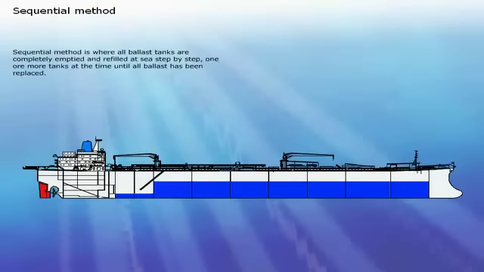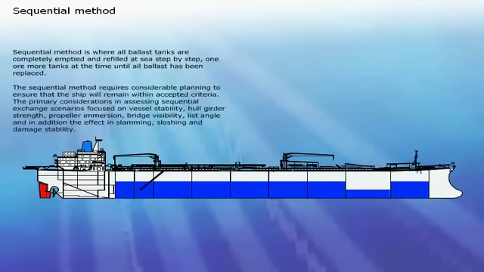The sequential method is where all ballast tanks are completely emptied and refilled at sea, step by step, one or more tanks at a time, until all ballast has been replaced. The sequential method requires considerable planning to ensure that the ship will remain within accepted criteria. The primary considerations in assessing sequential exchange scenarios focus on vessel stability, hull girder strength, propeller immersion, bridge visibility, list angle, and in addition, the effect of slamming, sloshing, and damage stability.